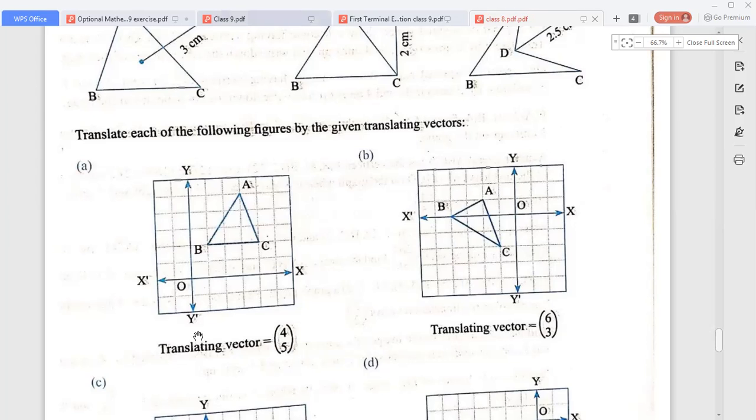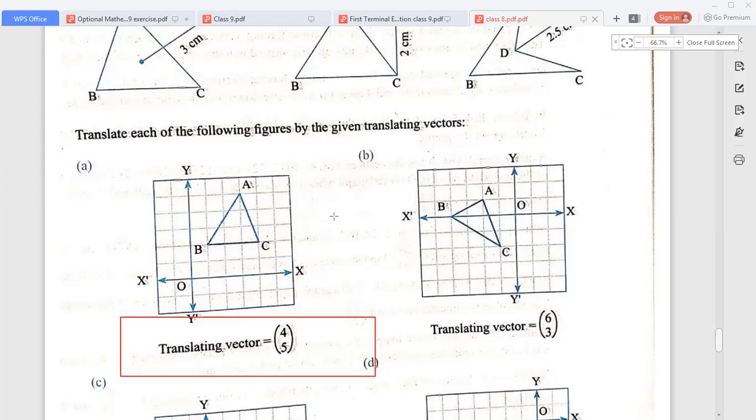And here the second step is just observing the translation vector. Okay, let me just go here in the translation vector and let me take the annotation tool. I will show you very clearly. Okay, here this is the translation vector. This always will be given in the question.